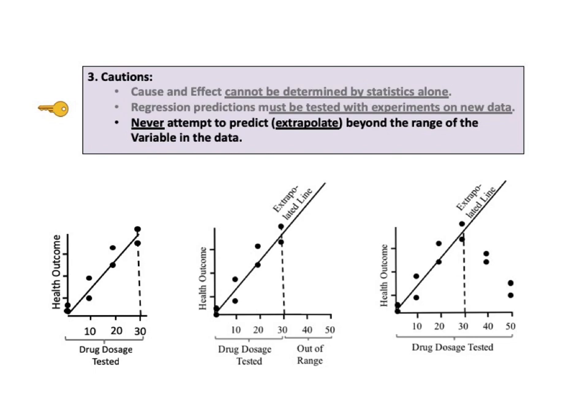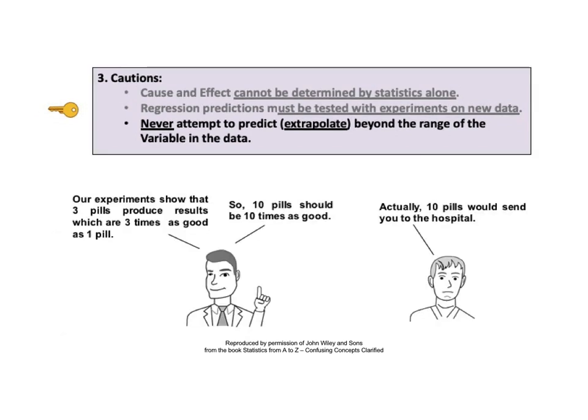Fortunately, wiser heads prevailed, and they announced that their test results were only valid for 0 to 30 milligrams. Later, additional research tested doses from 40 to 50 milligrams, as shown in the third diagram. Those actually resulted in poorer health outcomes than those for 30 milligrams. This little cartoon may help you remember the point. If 3 pills are 3 times as good as 1 pill, that does not mean that 10 pills will be 10 times as good. In fact, 10 pills would probably land you in the emergency room of a hospital.